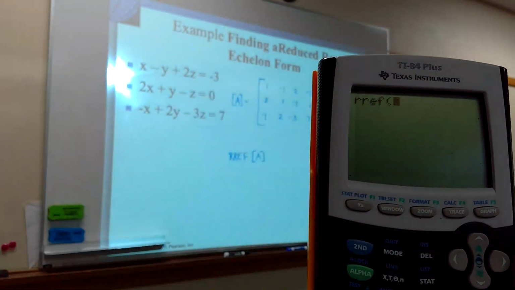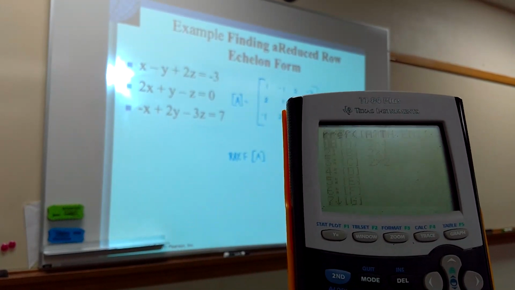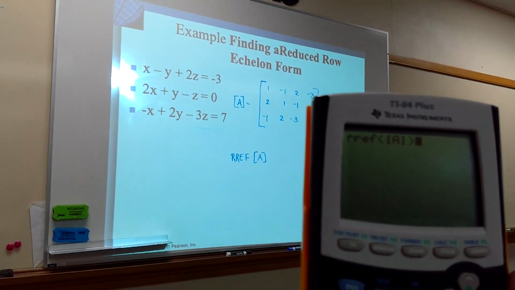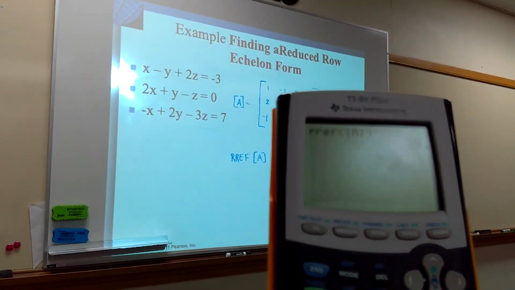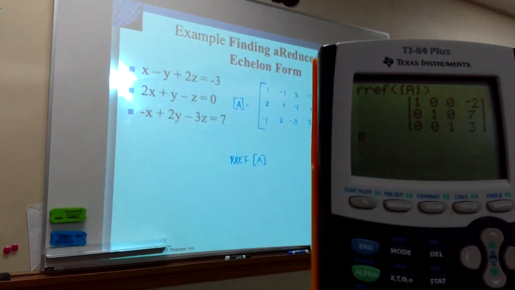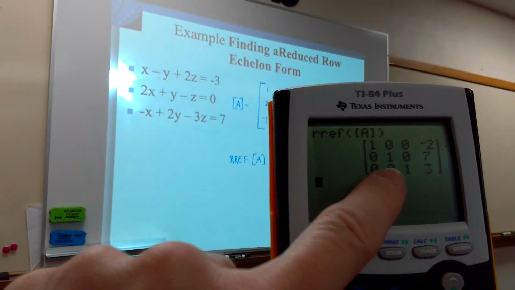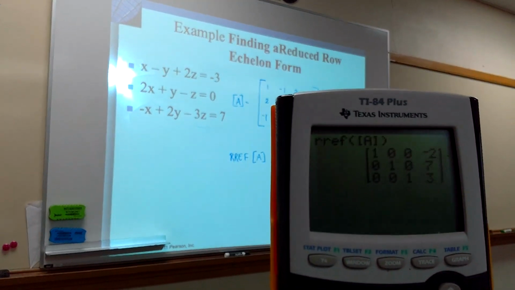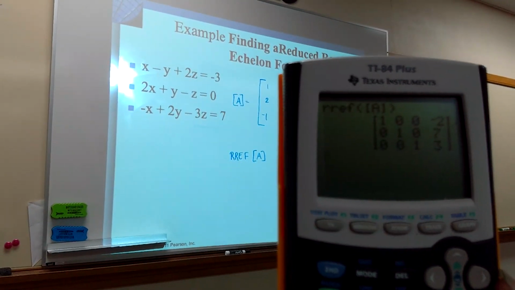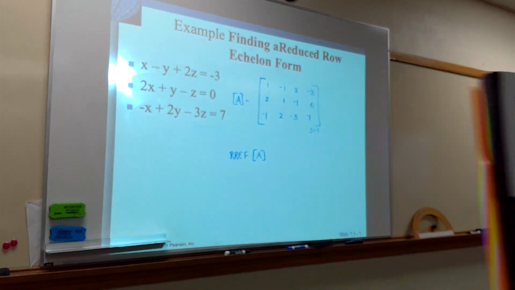And then this is where I put matrix A. So I'm going to just do second matrix and select option A. So notice how it's entered into the calculator as such. Hit enter. And then it gives me that reduced row echelon form. Okay. Remember, 1x equals -2, 1y equals 7, and 1z equals 3. So it gives me those 3 variables on your calculator screen, just like that.